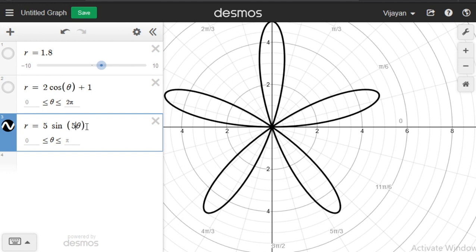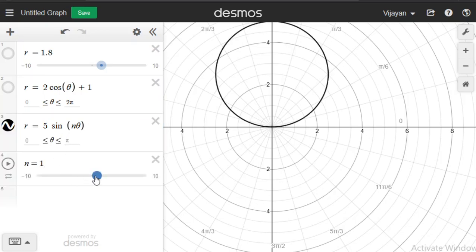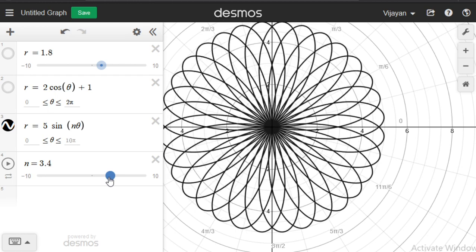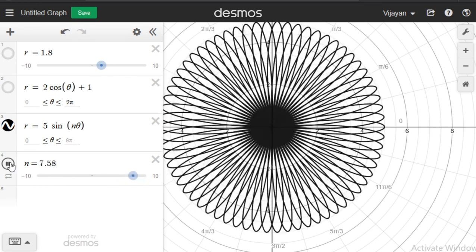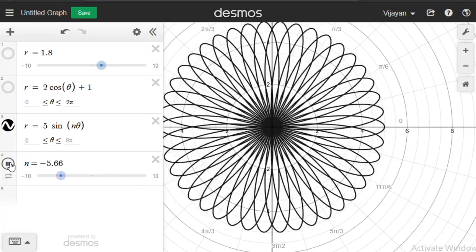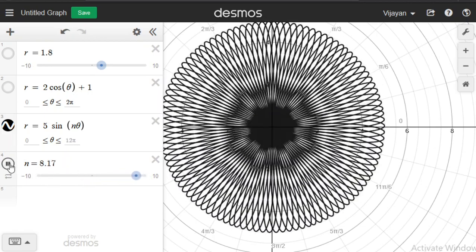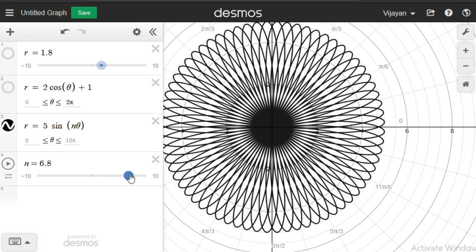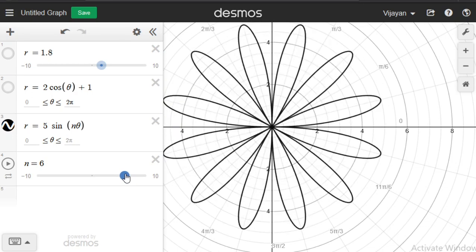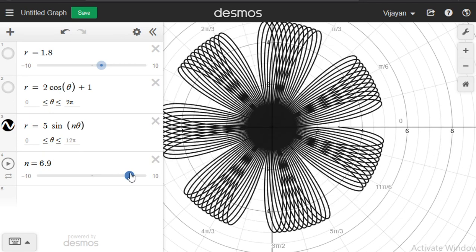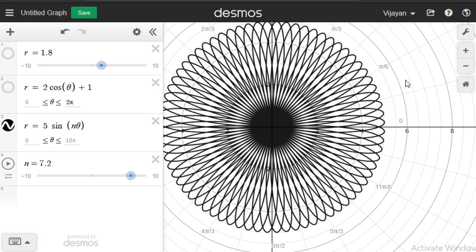Suppose I write n theta and add a slider for n. What will happen if I keep on increasing this? See, this kind of pattern is forming. Suppose I make it autoplay. For different values of n, different kinds of patterns appear. Let's do it manually. For n equal to 6.8, so many patterns come. For n equal to 6.5, there are so many differences. And this is n equal to 6. And what about n equal to 7? This is n equal to 7. But in between, when there are decimal values, beautiful patterns are coming.